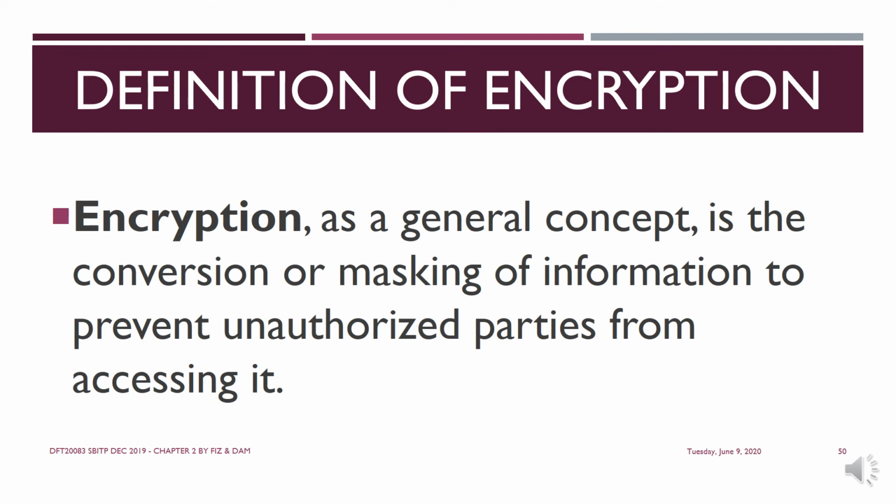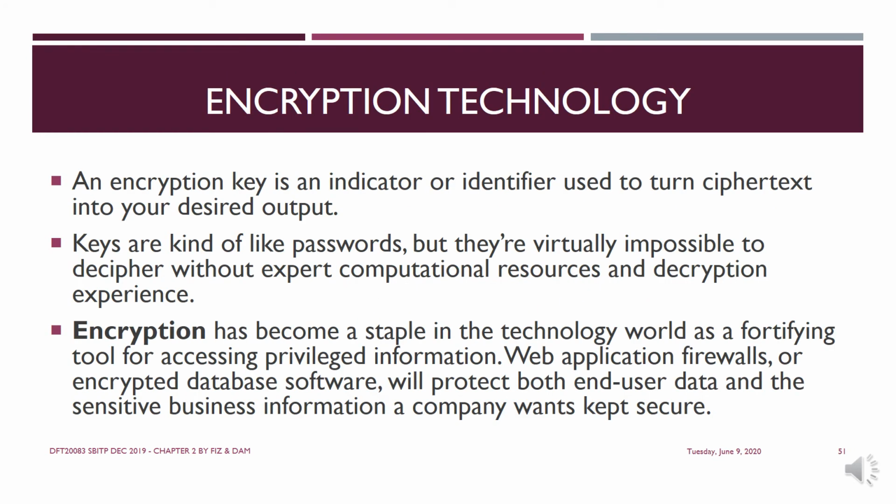The definition of encryption involves the conversion or masking of information to prevent unauthorized parties from accessing it. This encryption is an indicator or identifier to turn cipher text into your desired output. It is like passwords, then they are virtually impossible to decipher without expert computational resources and decryption experience.